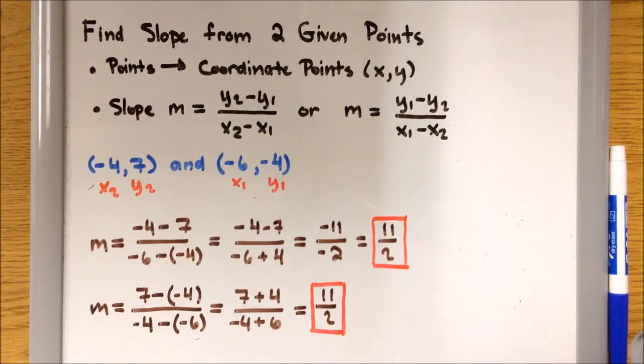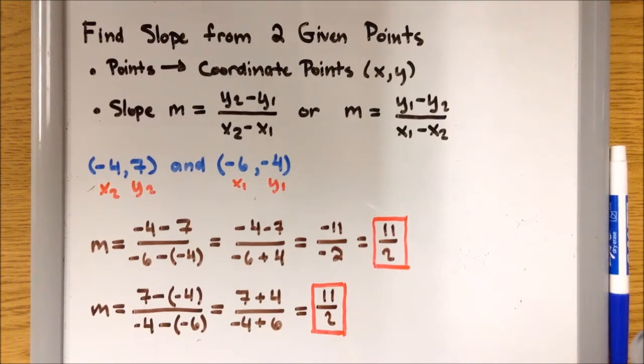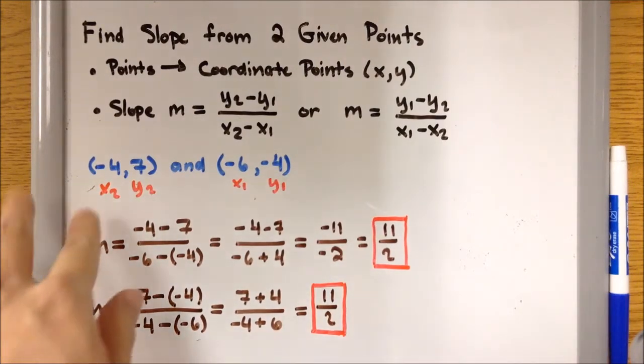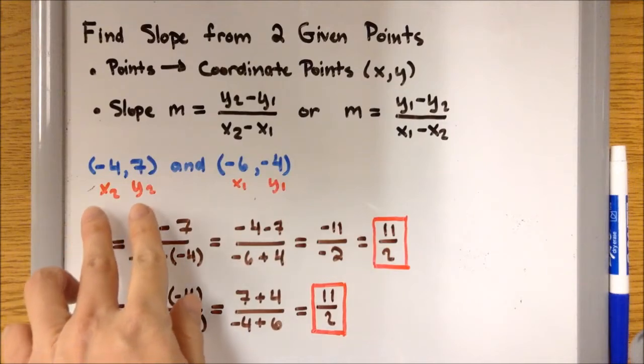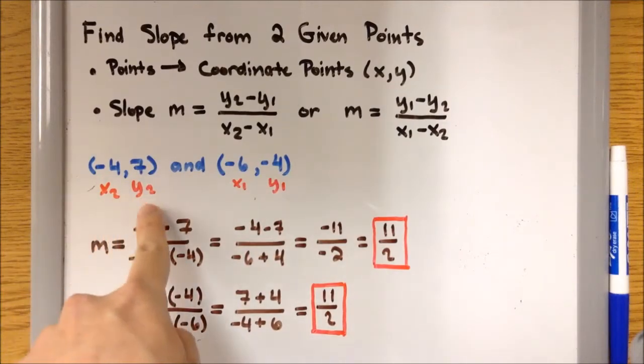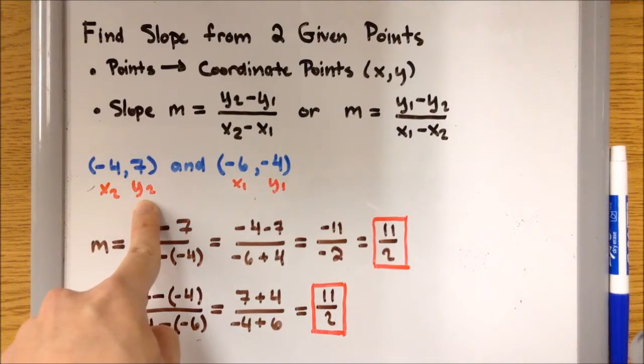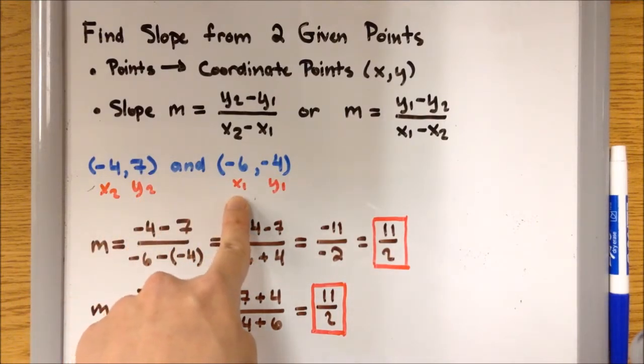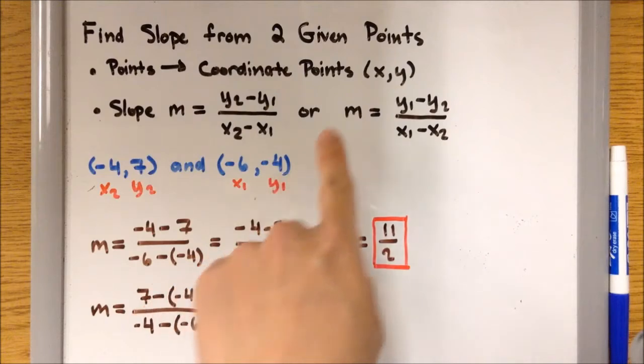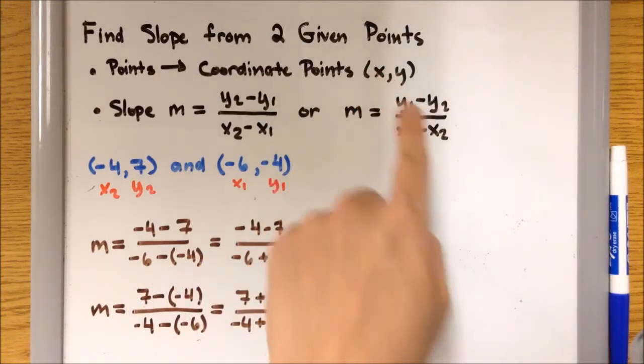Alright, so that's all we have to do for finding slope. Again, I mentioned before, it doesn't matter how you label it as long as you label the x and the y. So if this is my x2, therefore this has to be my y2. If this is going to be my x1, then this has to be my y1. Remember, coordinate points always have an x and a y.